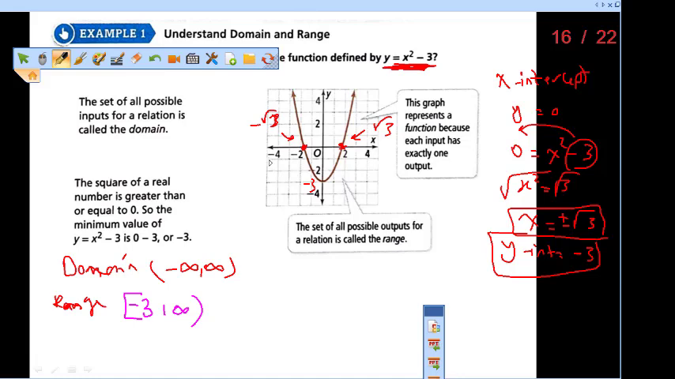Then increase, decrease. What is meant by increase, decrease? As x increases, what happens to y? Look at this one, y decreases, because if you put, for example, a ball on the left, the ball will go down. It means it's decreasing until here.